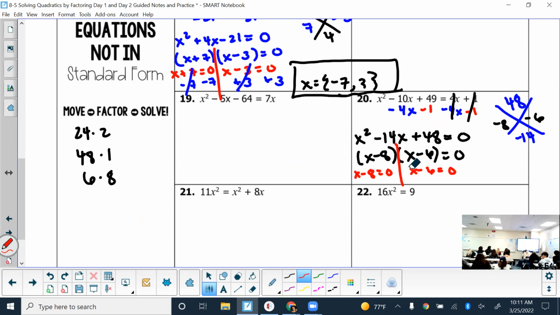How do you get the x by itself in the first one? You're going to have to add 8 on both sides, which makes my first x value a positive 8. And the other one, how do I get rid of a minus 6? Good, and so my other x value is a positive 6. Questions?